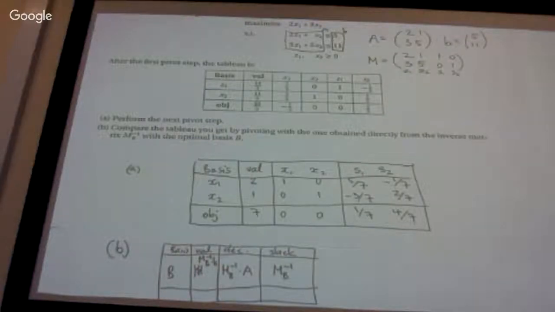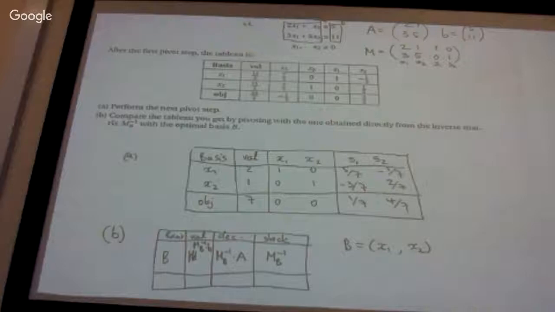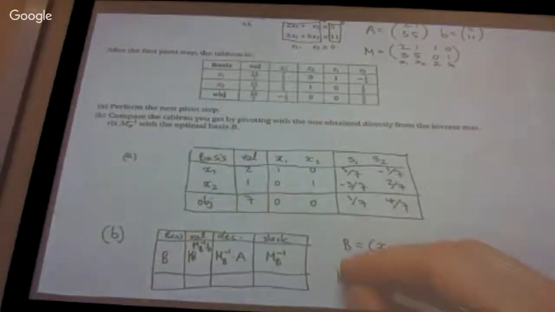Okay, so in this case, the basis, as we've just said, is x1 and x2 in this order, because that's what I'm saying here. x1, x2. So what is the matrix MB going to look like?